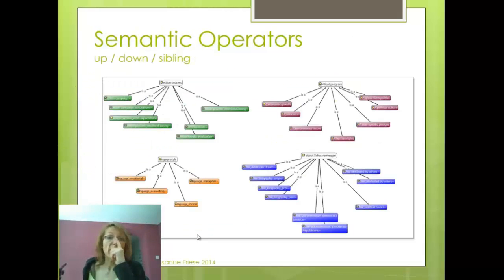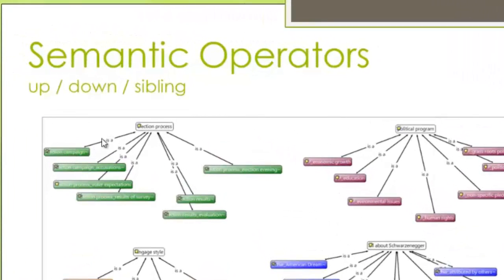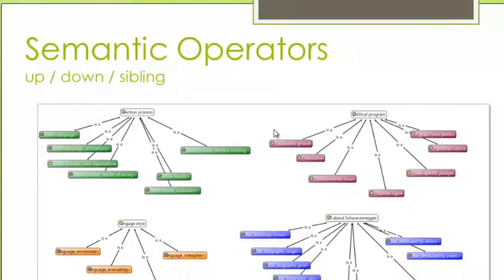So now we are at the semantic operators. Well, I explain them because they are there. Up means you take one code and get its quotations and also the quotations of that parent code. Down goes the other way round: everything below it, so you get all the quotations of that code and its children. Sibling gives all of the quotations from the codes on the same level, so all the orange ones, all the blue ones, all the purple ones, but not the quotations from the parent code.